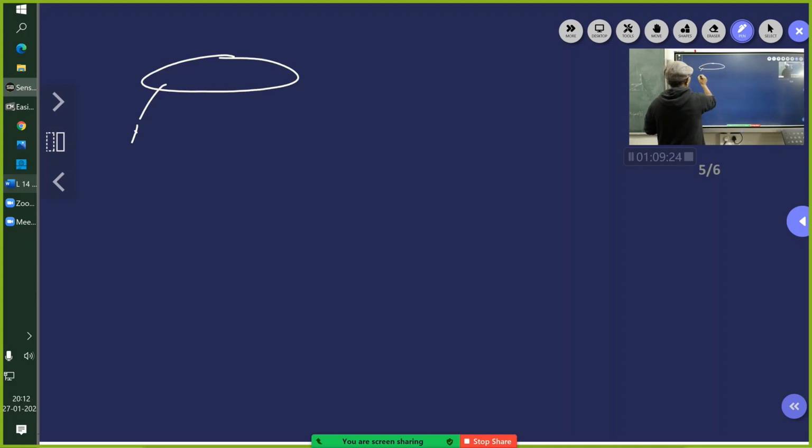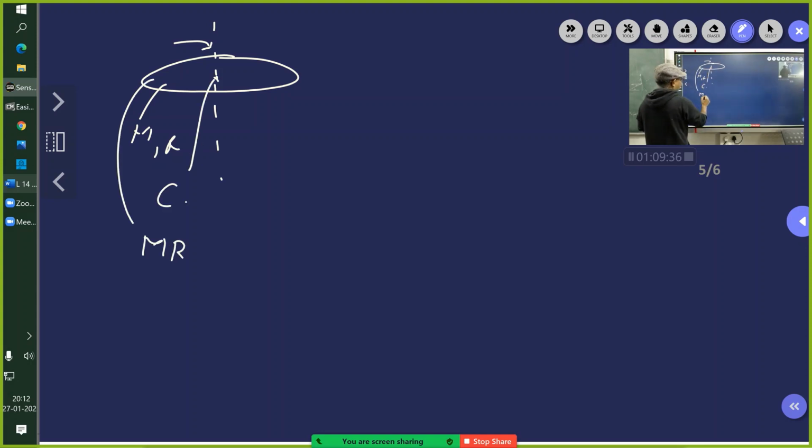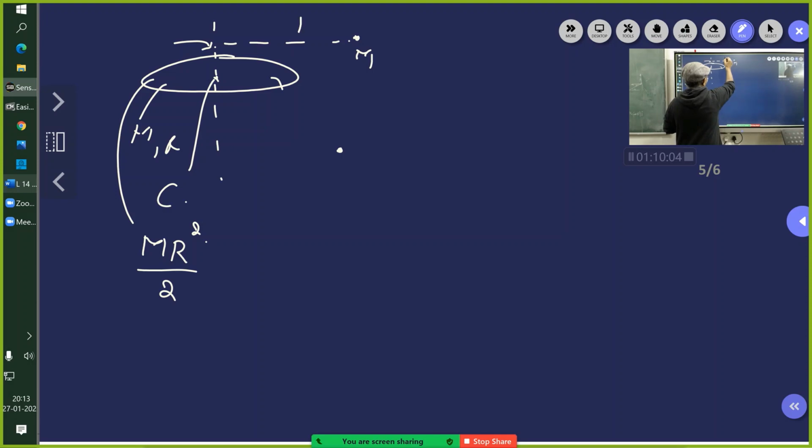So if this is a disk of mass m and radius r, and if I am considering this axis of rotation passing through C here, then the moment of inertia of this will be mr square by 2. Clear? Hello? Yes. Now what I do, I will convert this entire mass into point mass. Yes, sir. And taking the same axis, I will keep this mass here, and I will take this distance as small k.